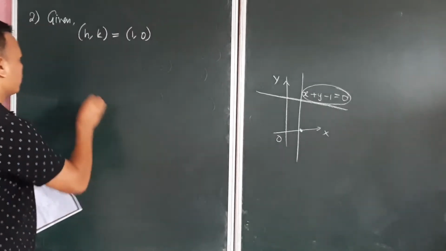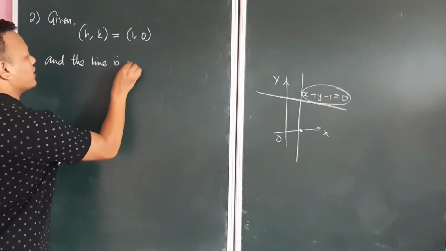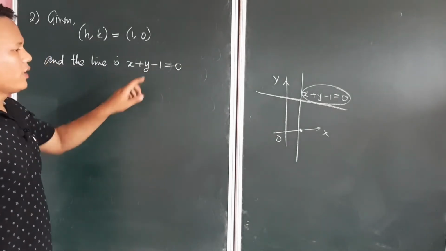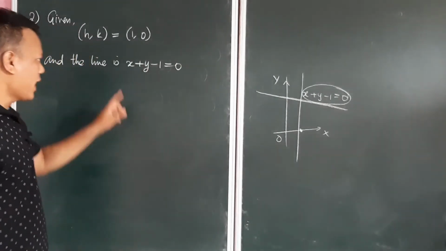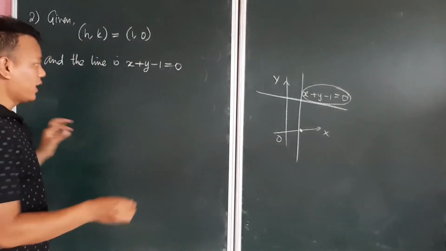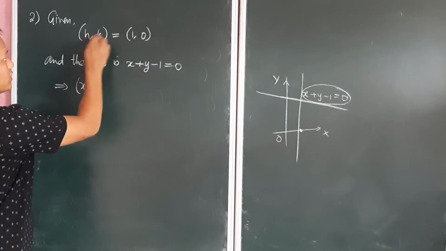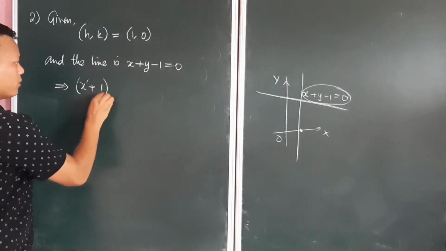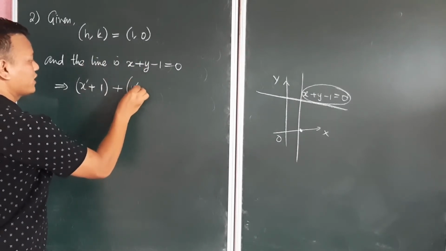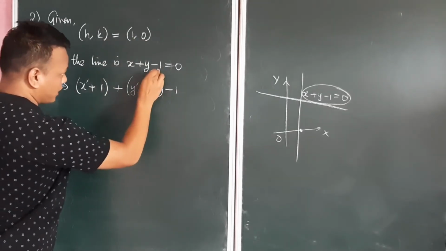All right, and the line is x plus y minus 1 equals 0. As I said, instead of x and y, we must have x dash and y dash here. And we know that x is equal to how much? x is equal to x dash plus h, right? So instead of x, I am writing x dash plus h, and how much is h? h is equal to 1. Plus we have got y. So how much is y? y can be written as y dash plus k, and how much is k? k is 0. We have got minus 1 here equals 0.